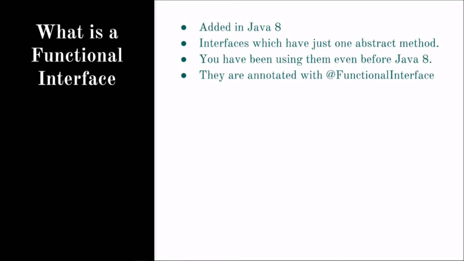To formally declare an interface as a functional interface, all you need to do is annotate the interface with the annotation called FunctionalInterface. So there are two rules if you want to create a functional interface. First of all, you can have only one abstract method. Rule number two is you have to annotate the interface with the @FunctionalInterface annotation.